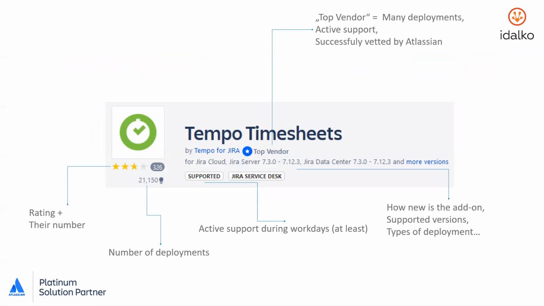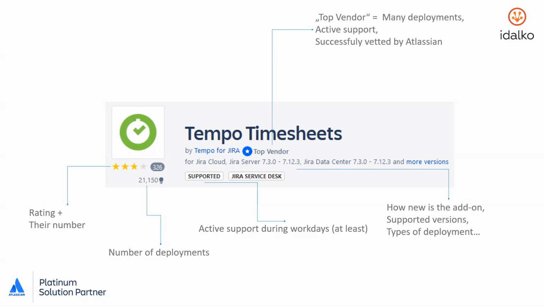So these are the few points that you can check when you are vetting an application and if you'd like to use it. Well, first of all, there's the top vendor badge. I think it was replaced by participants of the Atlassian cloud bug hunting program. I'm not sure, but for a long time there was this badge called top vendor.